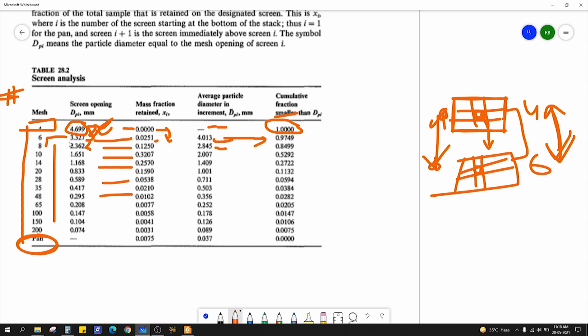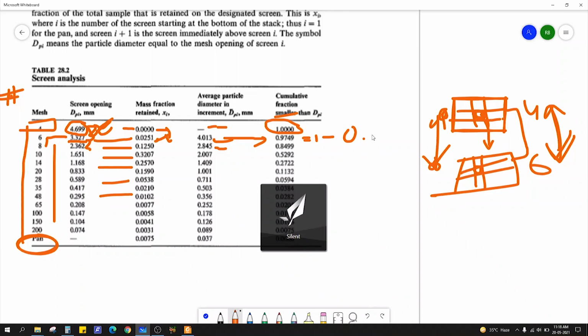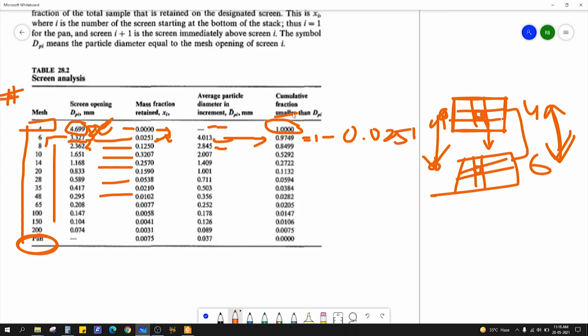So the fraction smaller than this diameter is 1 minus this, right? So this is nothing but 1 minus 0.0251, because we are talking about smaller than. If the particle is smaller than this diameter, it just passes through. Only this fraction is retained on the mesh, so the remaining particles which pass through will be 1 minus this, and so on.